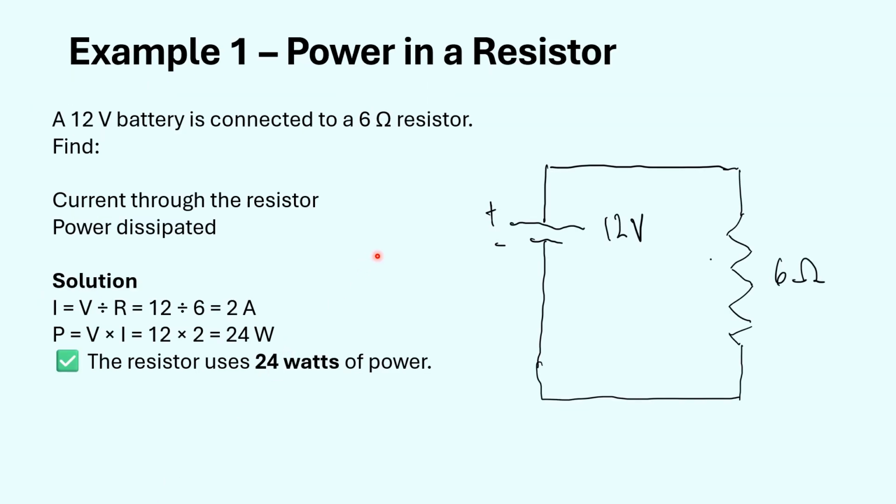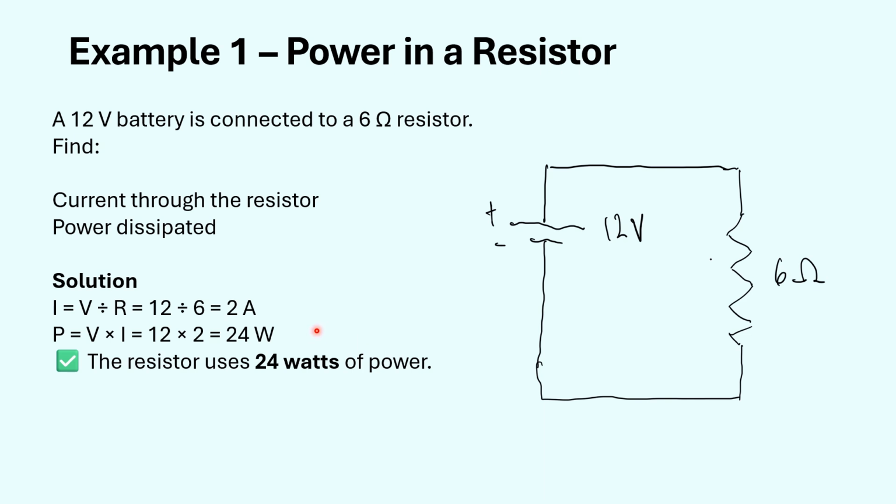Let's look at an example. Power in a resistor. A 12-volt battery is connected to a 6-ohm resistor. So here's our 12-volt battery. It's connected to a 6-ohm resistor. We want to know the current through the resistor and the power dissipated. So the current we know from Ohm's law is voltage divided by resistance, 12 divided by 6. So we've got 2 amps flowing in the circuit.